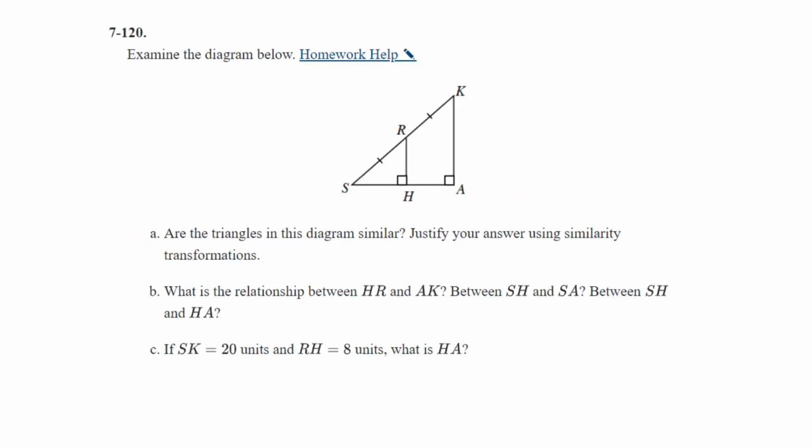Question 120. Are the triangles in this diagram similar? Justify your answer using similarity transformations. So the triangles SRH and SKA will be similar because you have a congruent angle, angle S, on both of the triangles, and then you have your right angle, H and A. And so therefore by angle similarity, we know that the triangles are similar. That's kind of our justification there.